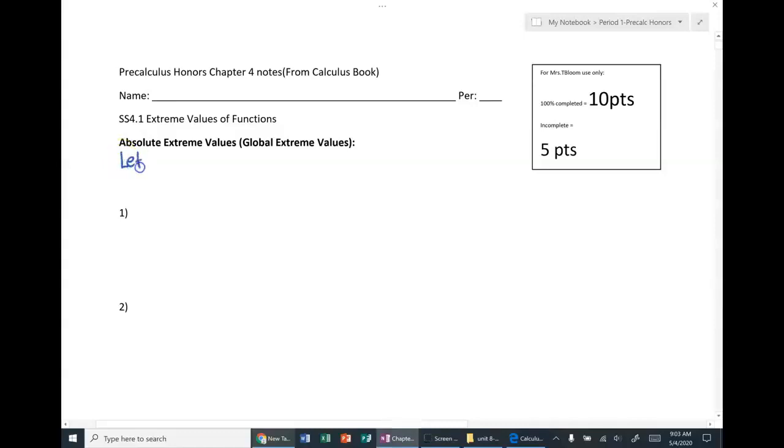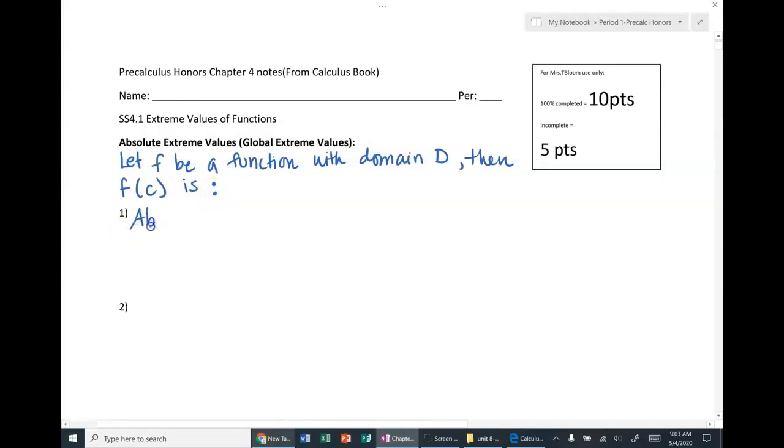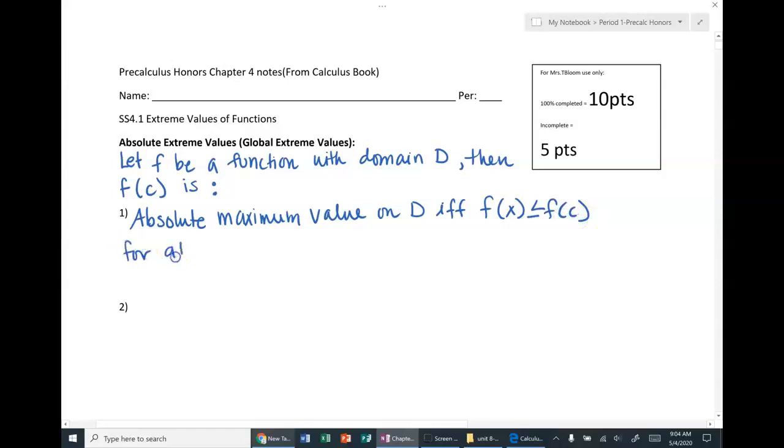Let f be a function with domain D, then f of c is an absolute maximum value on D, which is the domain, if and only if f of x is less than or equal to f of c for all x in the given domain D.